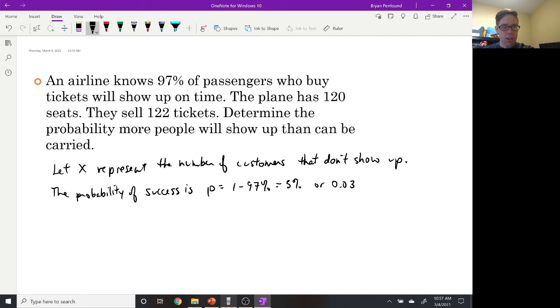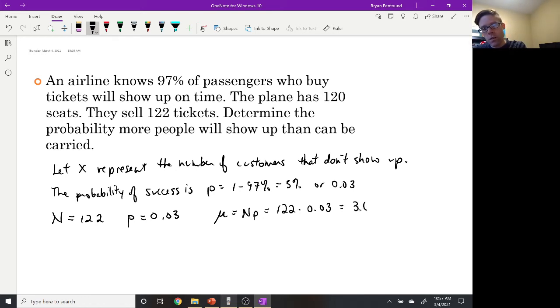Okay, so we've sold 122 tickets, so that represents n. So n is equal to 122, and we have p is equal to 0.03. So now we should be able to figure out mu for the Poisson distribution. So mu for the Poisson distribution is n times p. And that is about 3.66. So on average, we expect about 3.66 people not to show up for this flight.